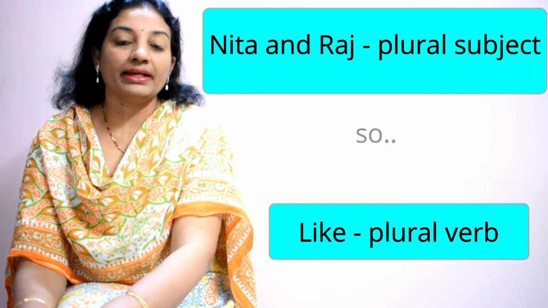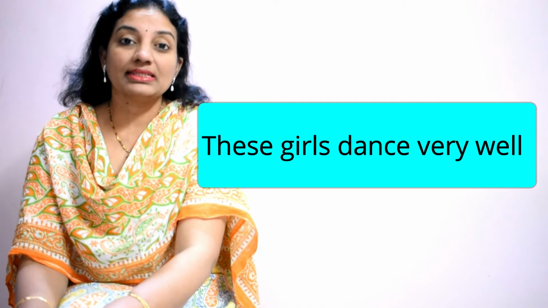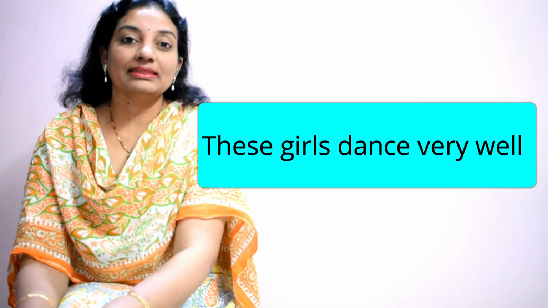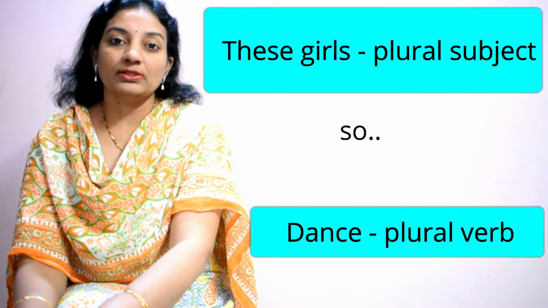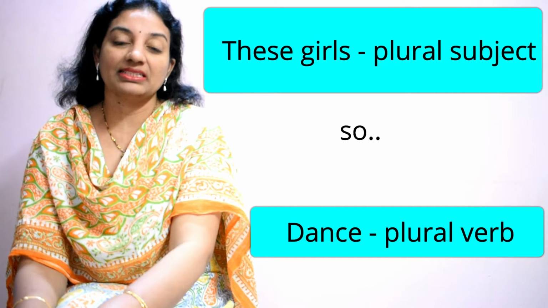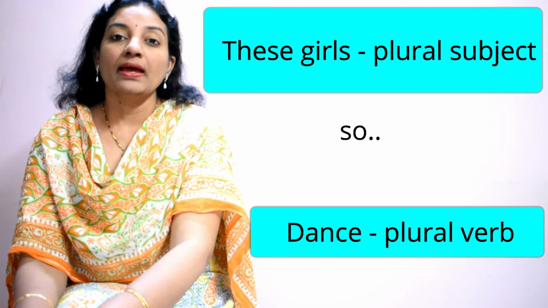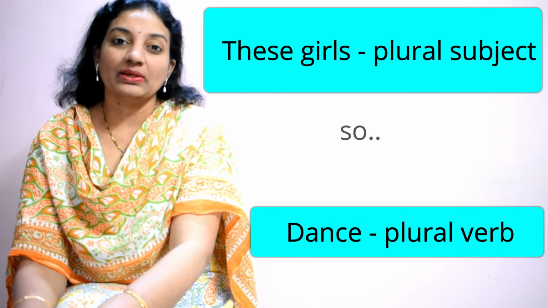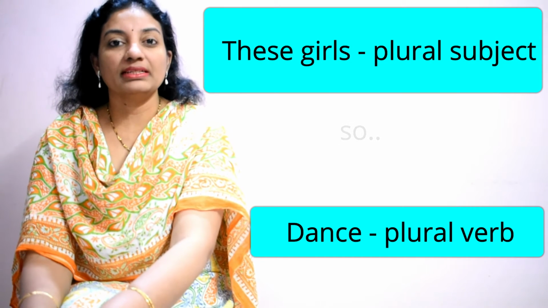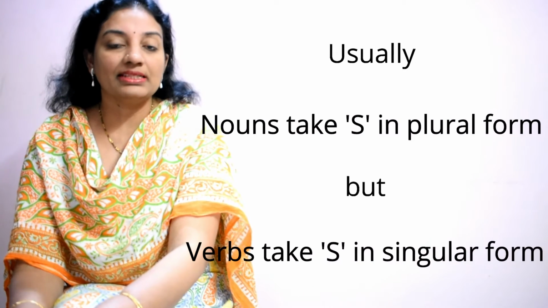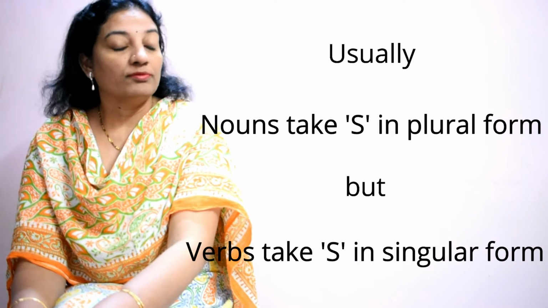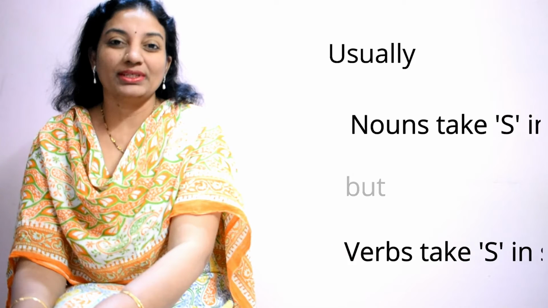Okay, Nita and Raj like vegetables, and these girls, plural subject, dance very well. Okay, so plural subject, these girls, plural verb, dance. Okay, you might have observed one interesting factor, that nouns take s in their plural form, whereas verbs don't usually.